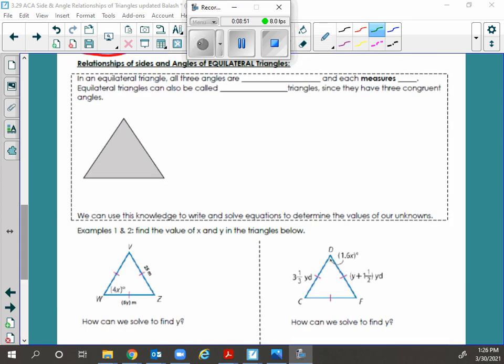All right, so the next part is talking about equilateral triangles. And equilateral triangles are super cool because all of the sides are the same. When all of the sides are the same, it actually forces all of the angles to also be the same. Because remember, there's a relationship between the length of the side and the angle that goes with it. Well, if all the sides are the same length, then it must mean all of the angles are also the same. In an equilateral triangle, all three angles are congruent.